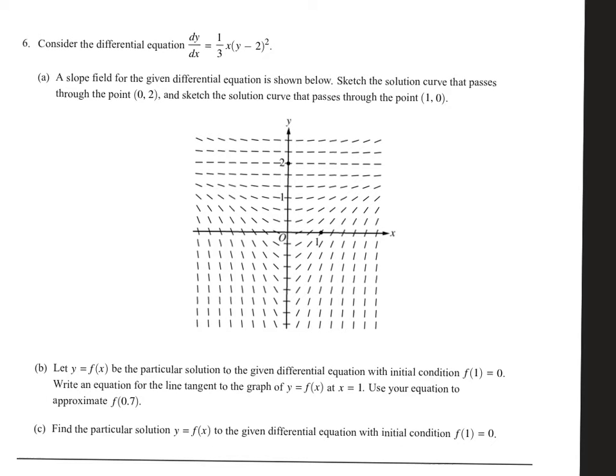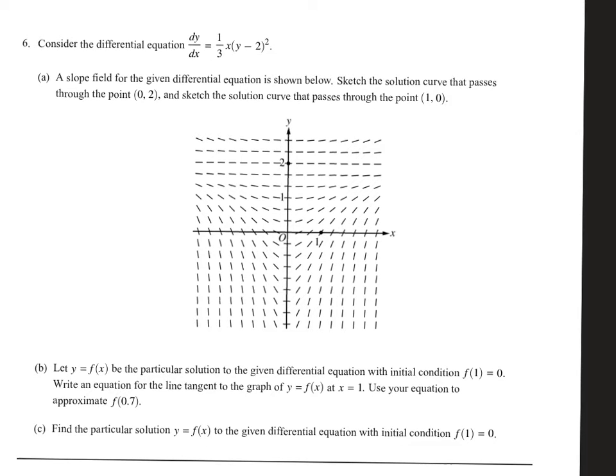In this video, we're going to go over the AP Calculus AB 2018 free response question number 6. So in the first part of the question here, they give us the differential equation, they give us the slope field, and they just ask us to sketch two different solution curves. And I'm just going to walk through the idea here.